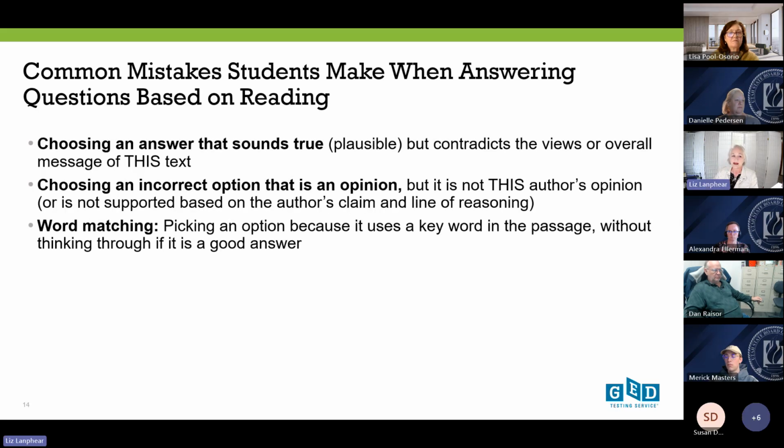So common mistakes that students make when answering questions based on reading is choosing an answer that sounds true, that is plausible, but it contradicts the views or overall message of this text. And then choosing an incorrect option that is an opinion, but is not this author's opinion, or is not supported based on the author's claim and line of reasoning. And word matching. They see a word in there and they say, oh, I saw that word, so this must be the answer. And so not thinking it through whether it's actually the right answer.